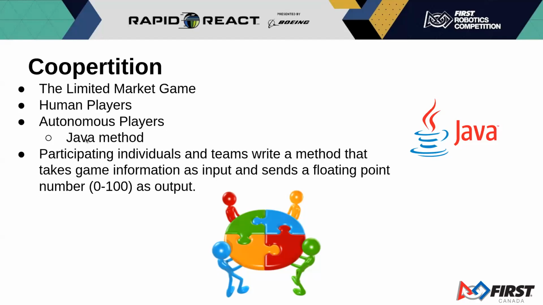Each autonomous player will be simply a Java method that we upload and will be part of a larger code repository. Very much the same as when you need to write an autonomous routine for your robot. You make a Java method and you put it to override the autonomous method that's already there in the robot class. And the participating individuals and teams will take information about the game into their method and then send a floating point number between 0 and 100, not inclusive of the endpoints, as the output. And so long as your method does that, then it will be a member of that cooperation, and we'll see what happens. All right, and so something for us to keep in mind.